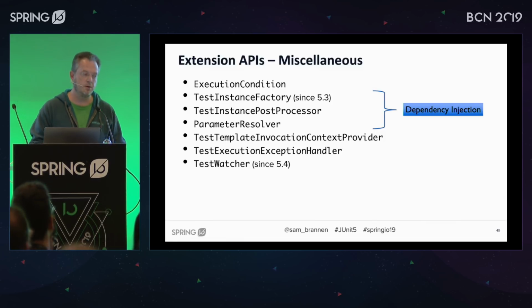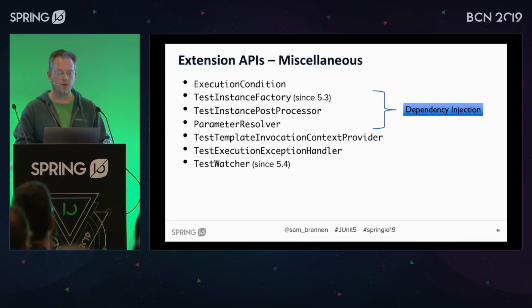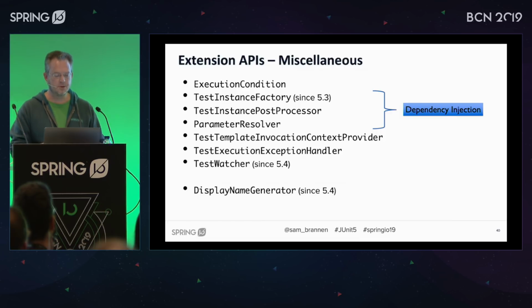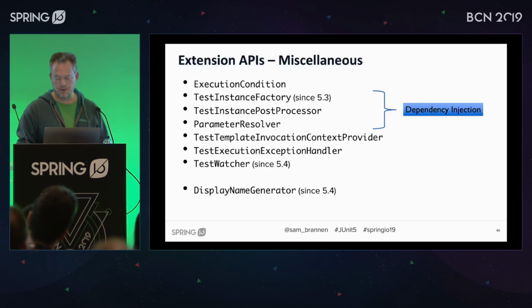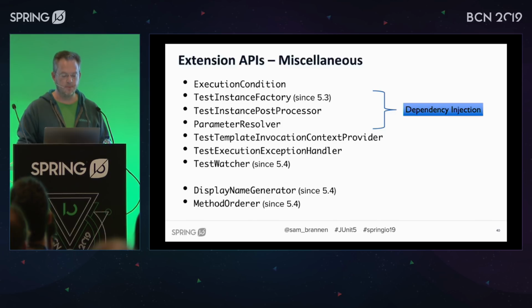TestWatcher is brand new, so it's inspired by the one in JUnit 4. Basically allows you to see when tests have been disabled and skipped and stuff like that. Also new is DisplayNameGenerator. It allows you to programmatically decide what the display name should be, and the method order.